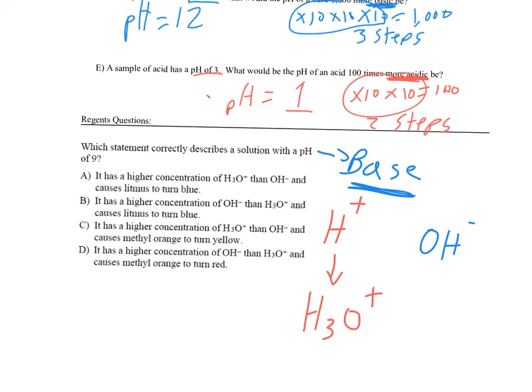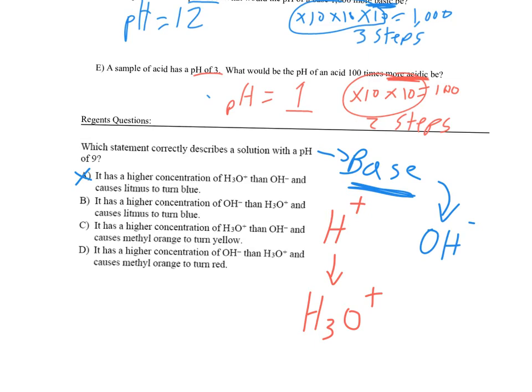Choice A says it has a higher concentration of H3O plus than OH minus. Well, we already know that's not right, because a base should have more OH minuses. So it's definitely not this one. Choice B says it has a higher concentration of OH minus than H3O plus, and it also causes litmus to turn blue. I'm not 100% sure about that yet, but it could be this one. So let's leave this one.